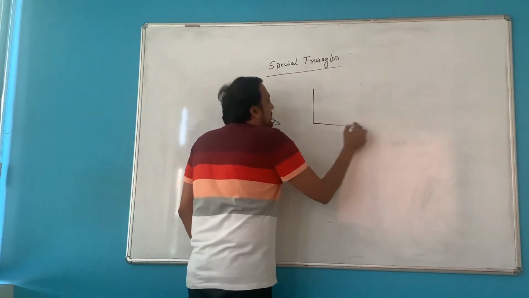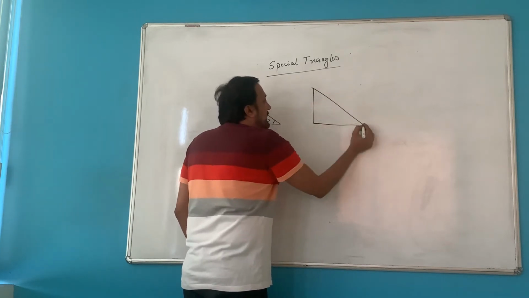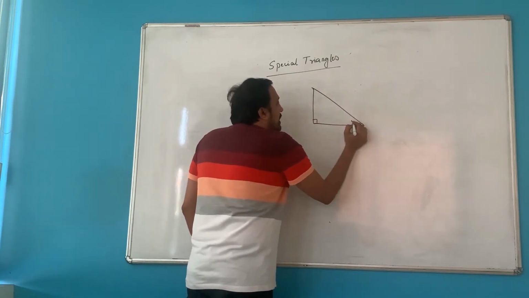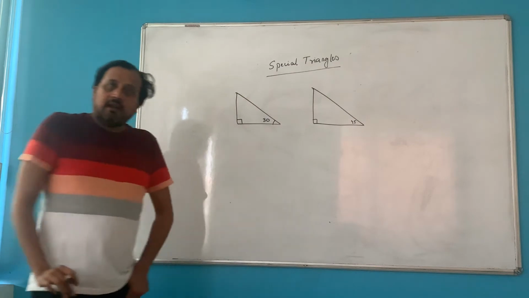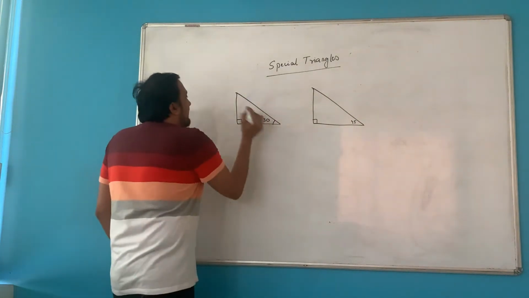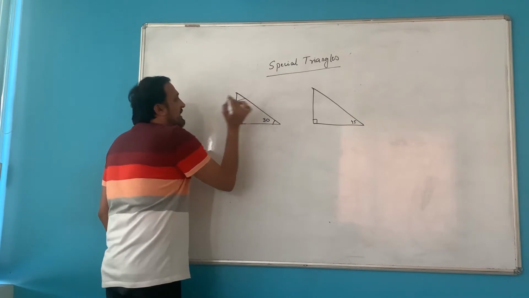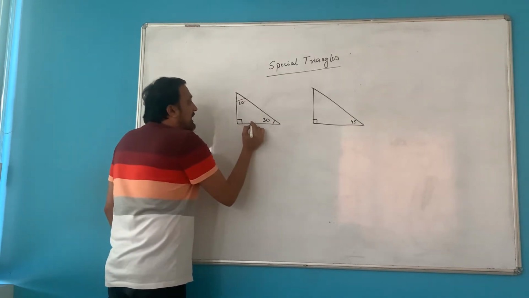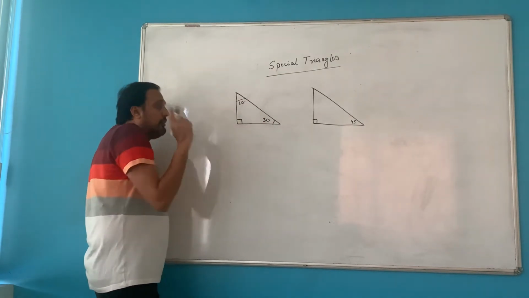Another one that we'll be looking at will essentially be nothing but a 45, 45, 90 triangle. Here, let's just worry about the ratio of sides. Now, if this is 30, of course, this one will be 60. The ratio of sides is what you have to keep in mind.